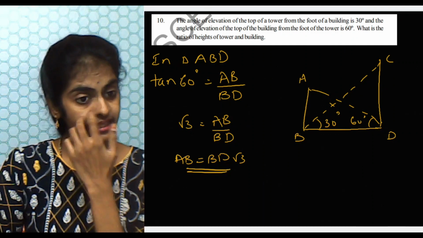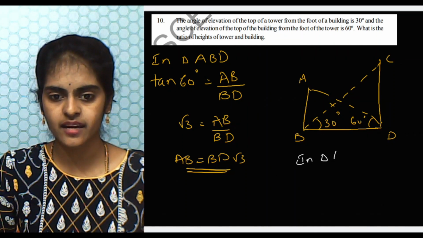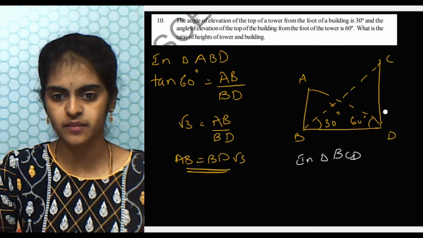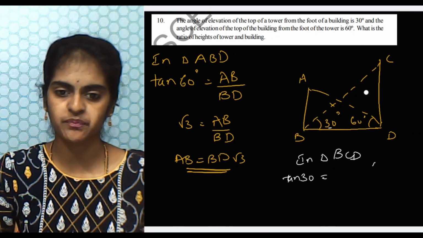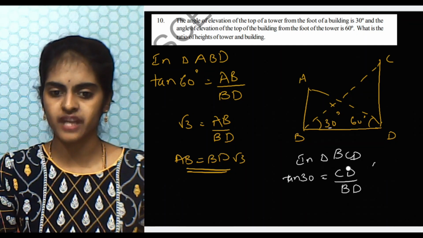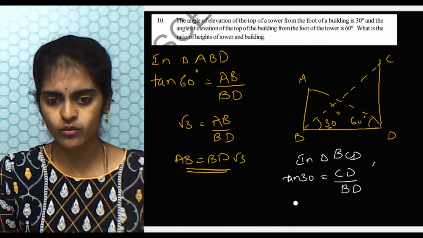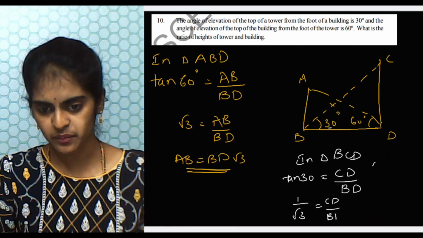Now take the next triangle. So in triangle BCD, you have tan 30 is nothing but CD by BD. So from this, tan 30 is 1 by root 3, equal to CD by BD.